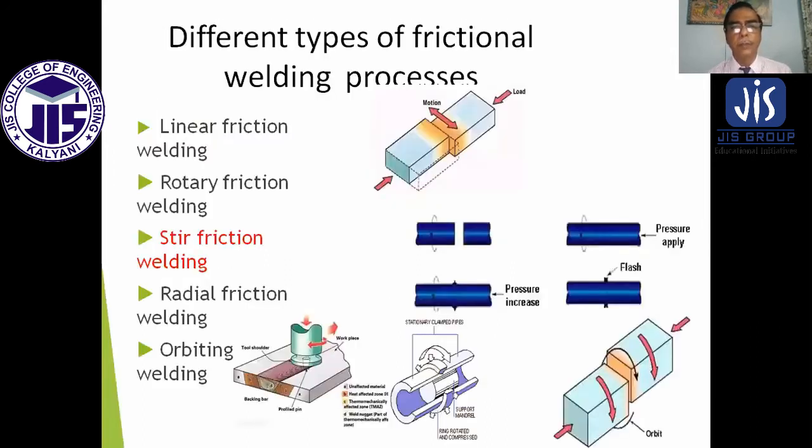The different types of friction welding processes are shown here. One is linear friction welding. This is rotary friction welding. This is conventional friction welding, and this figure is friction stir welding. This is radial friction welding, and this is orbital welding. So today we will discuss friction stir welding.